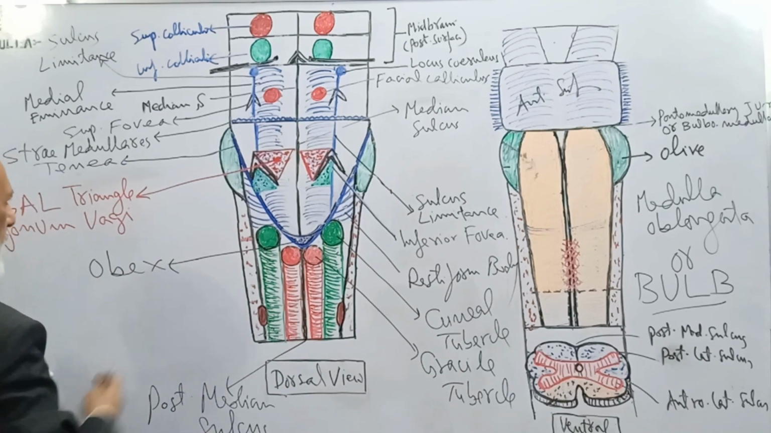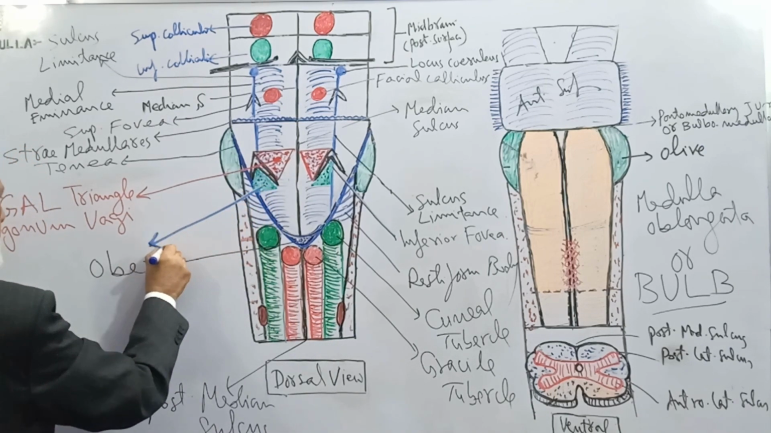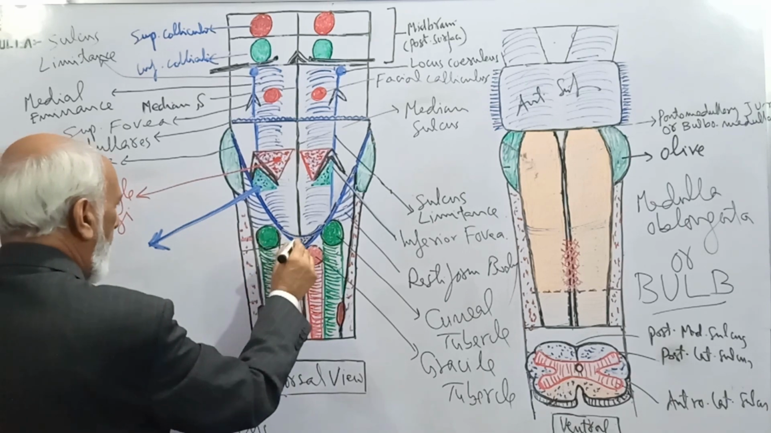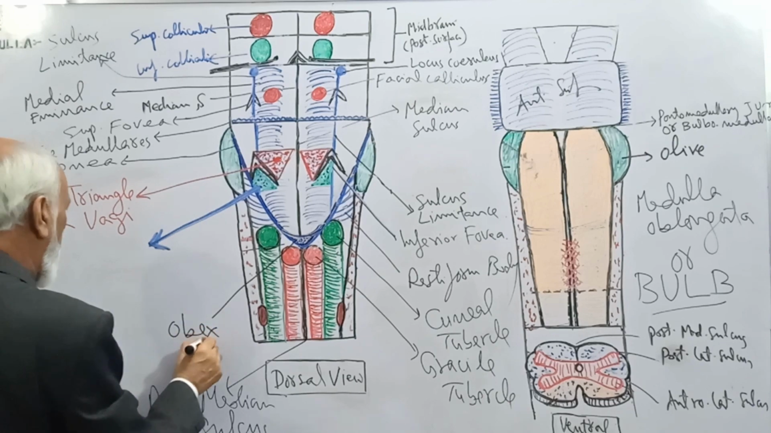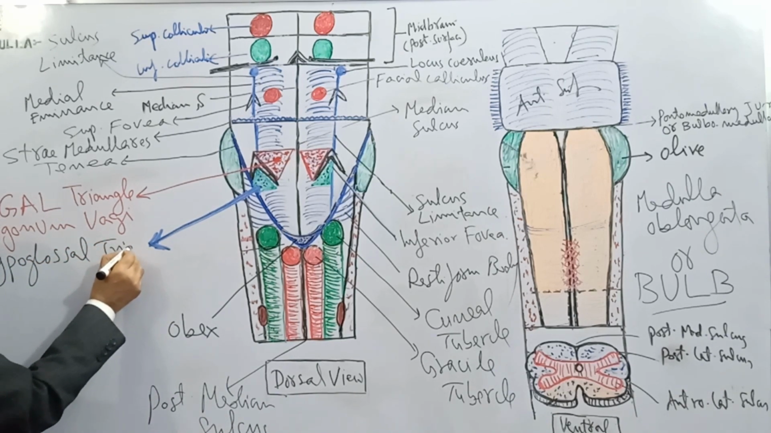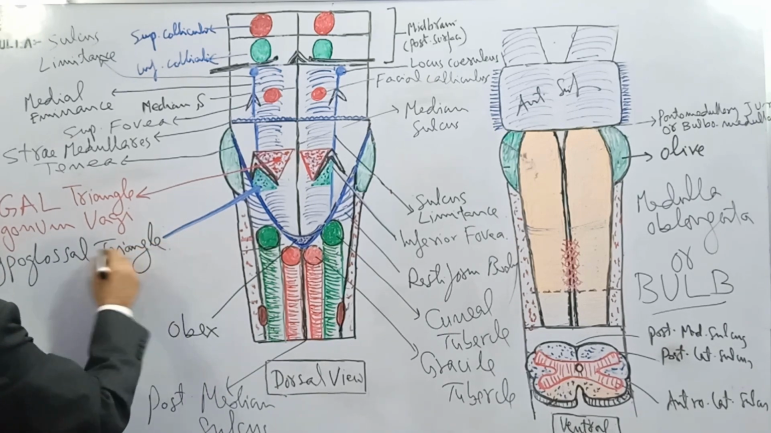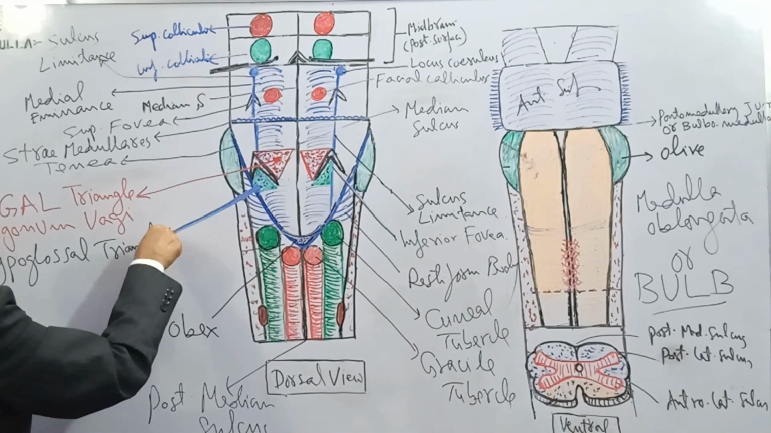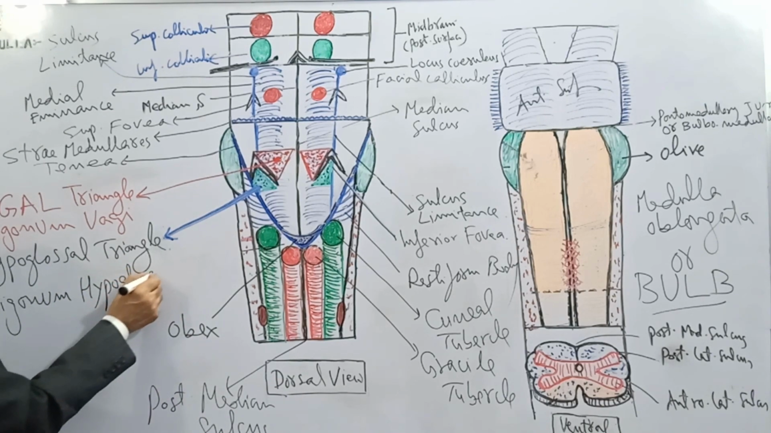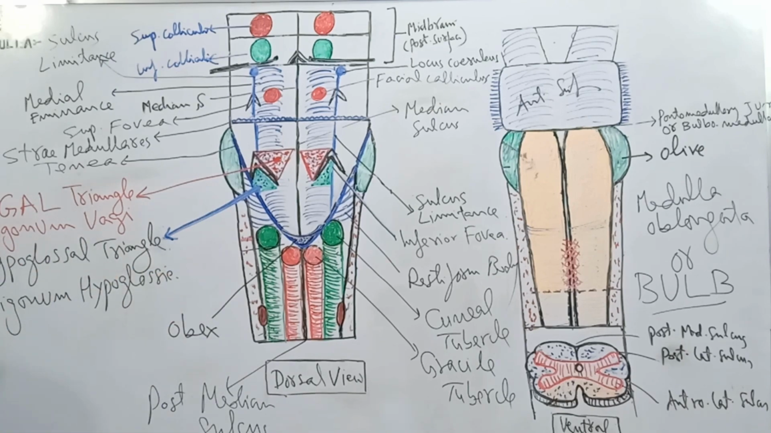This is known as the hypoglossal triangle, or trigonum hypoglossi, because deep to it lies the nucleus of the hypoglossal nerve, the 12th cranial nerve.